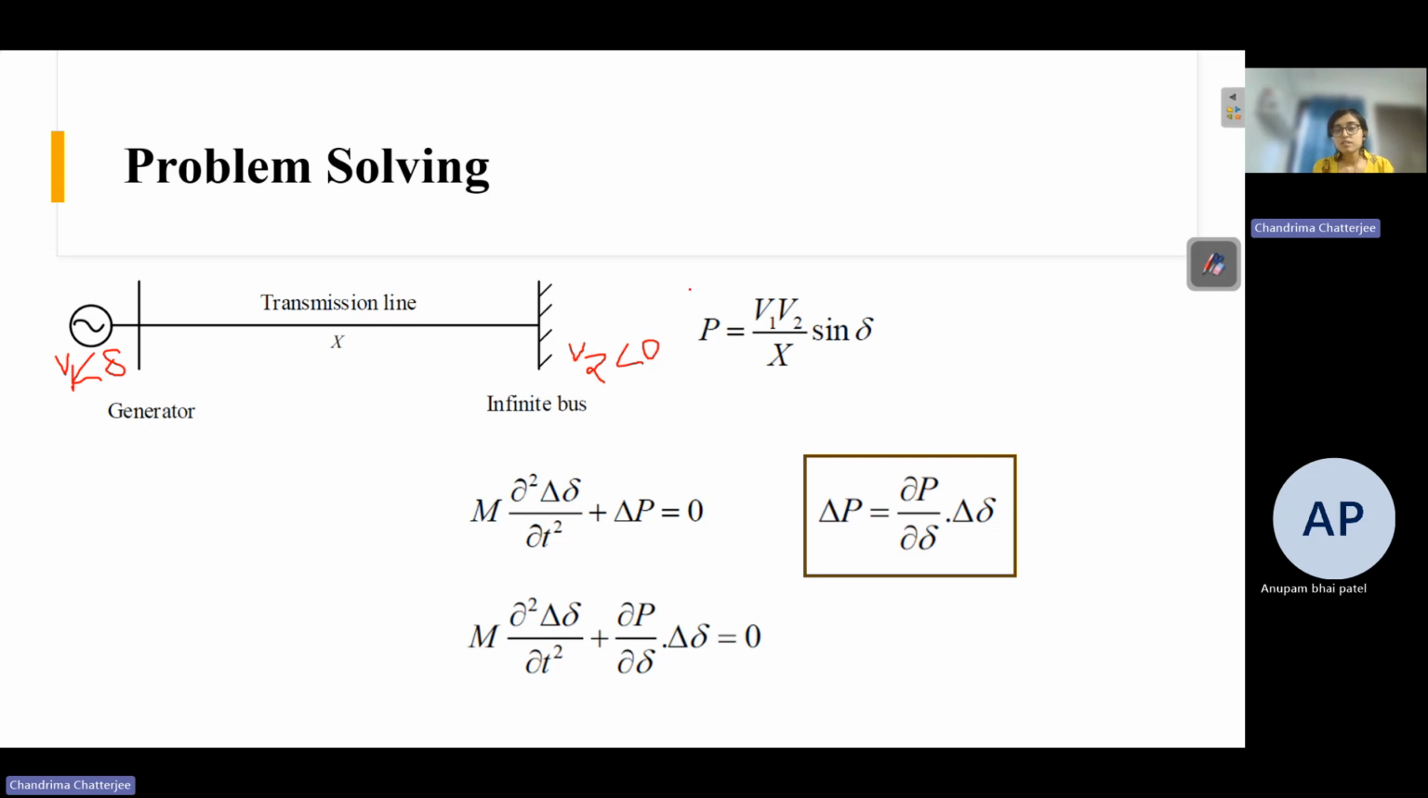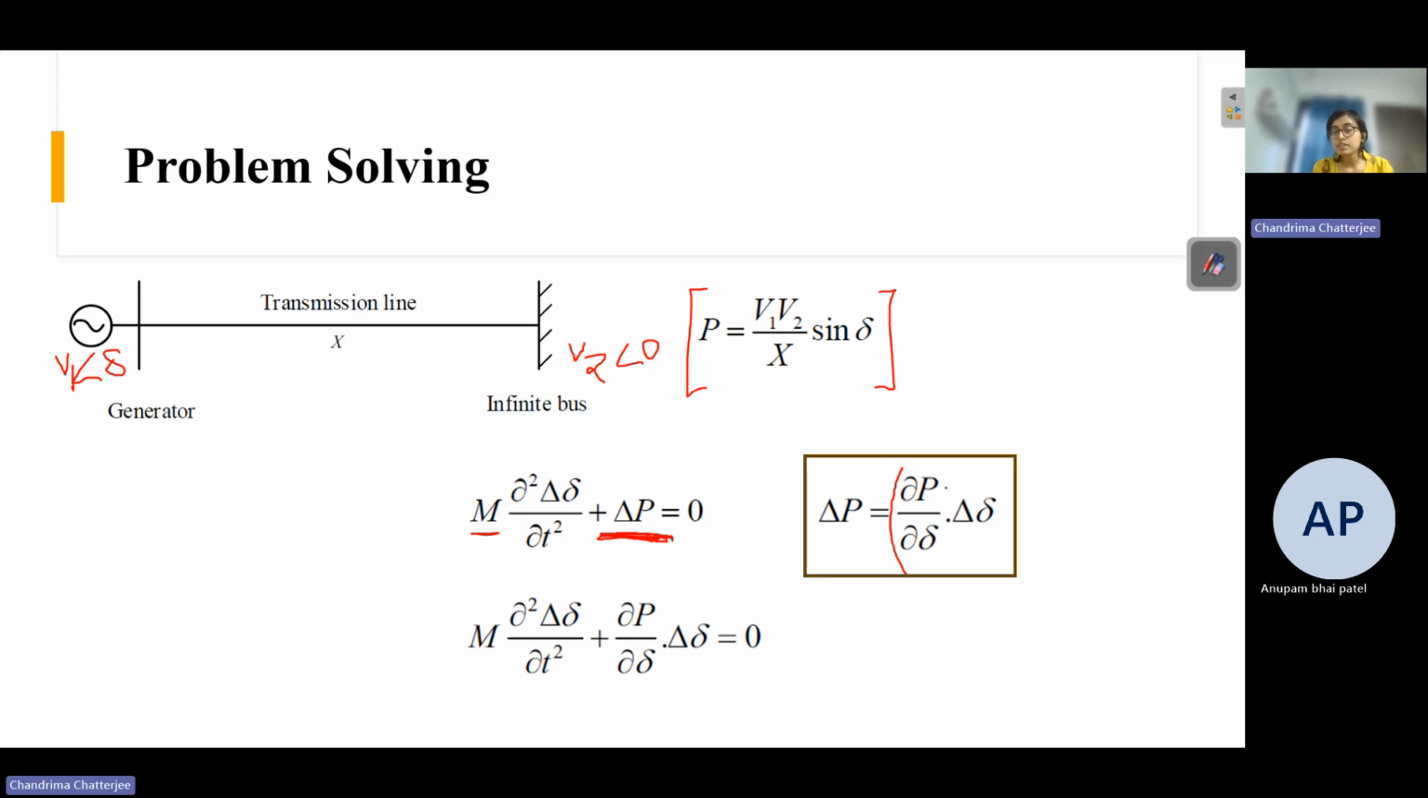And we already studied that this is the steady state power, V1 V2 by X sine delta, without any compensation. Now, if we consider the swing equation, this is the inertia constant M, d2 delta by dt2, plus delta P equal to 0. Sometimes we call this accelerating power also. What is this delta P? This is some incremental power, some change in power. And how can we represent it? We can represent it like this.